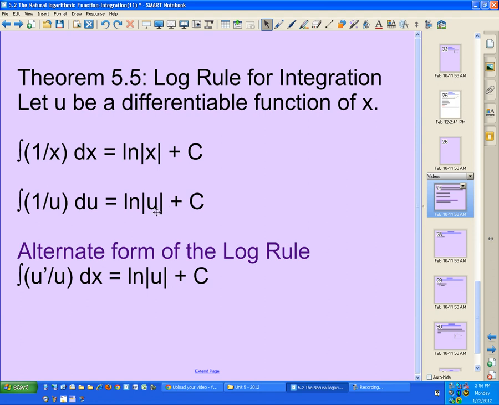So this is just the reverse of the differentiation that we've been practicing the past few days. So we're going to move on. Make sure you get this down, and we'll talk about it as we go.